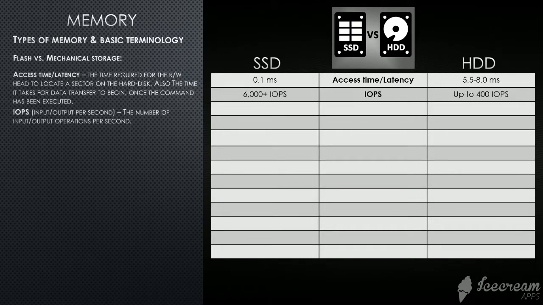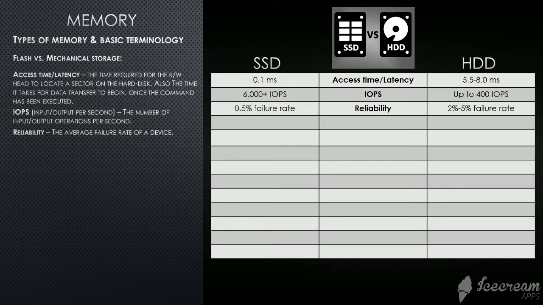Next we have the IOPS, or input and output per second. This is the number of input and output operations per second. And again, performance-wise, this is a very important difference between SSDs and HDDs. We can see SSDs support 6000 IOPS and above, while HDDs support up to 400 IOPS only.